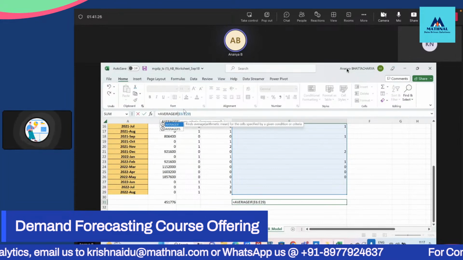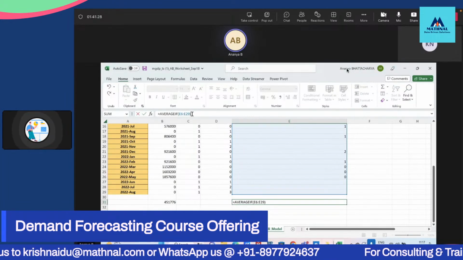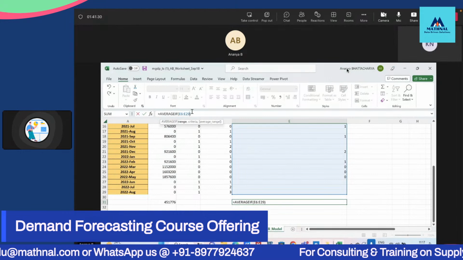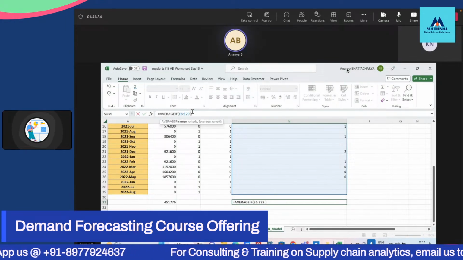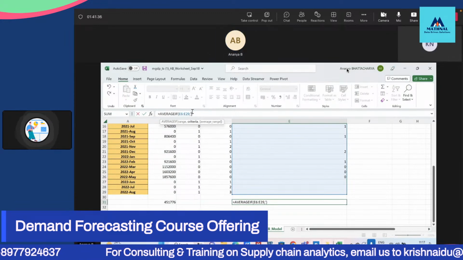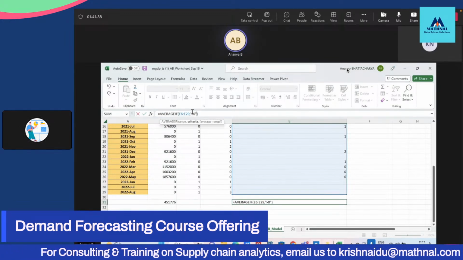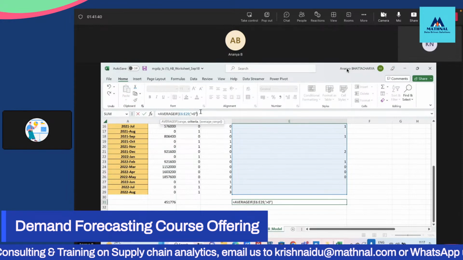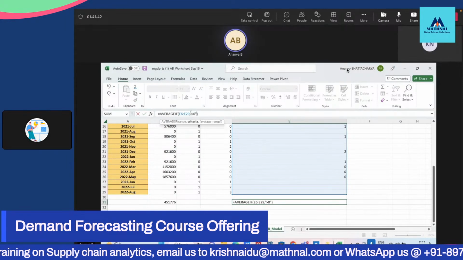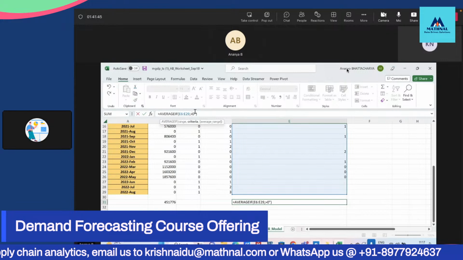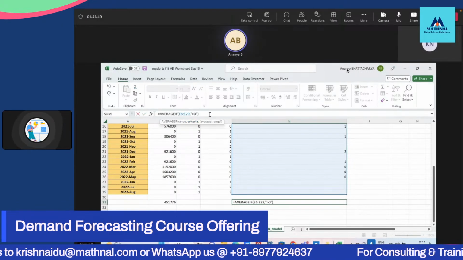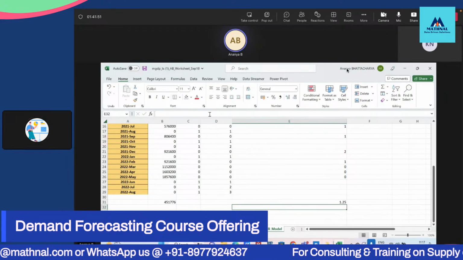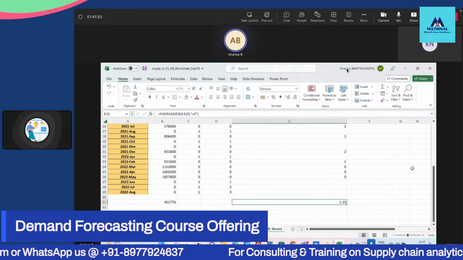Find the average of anything more than 0. This is the range, and the criteria is given. Averages, this is optional. This is 1.25.